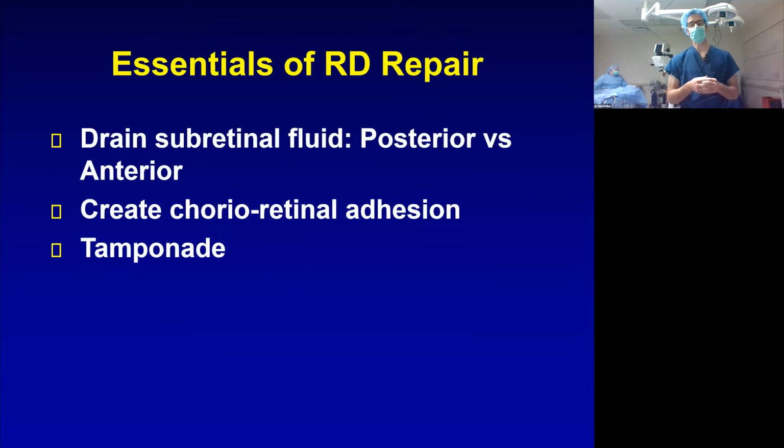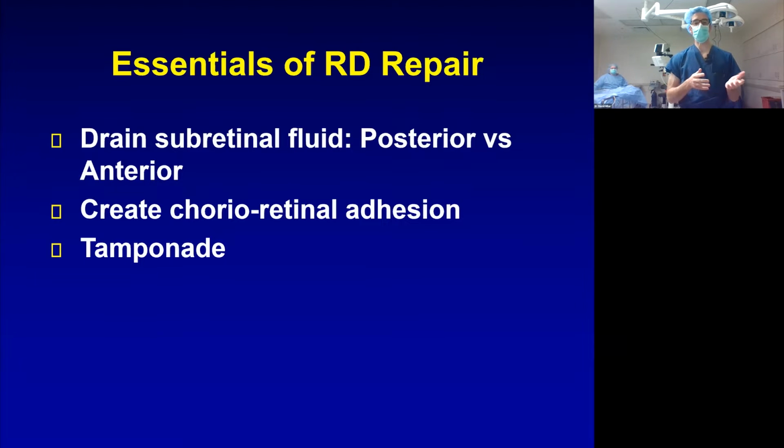And then to drain subretinal fluid, there are posterior or anterior techniques. Posterior, basically, we use a posterior retinotomy, creating a hole in the retina to drain the fluid out. Anterior fluid can be drained through the retinal break itself or by using heavy liquids like perfluorocarbon liquids to push the fluid back up to the top of the eye and drain.